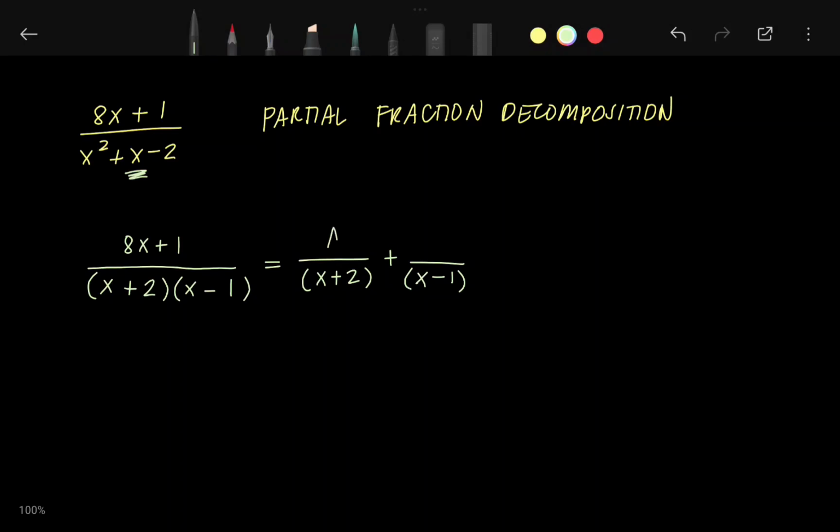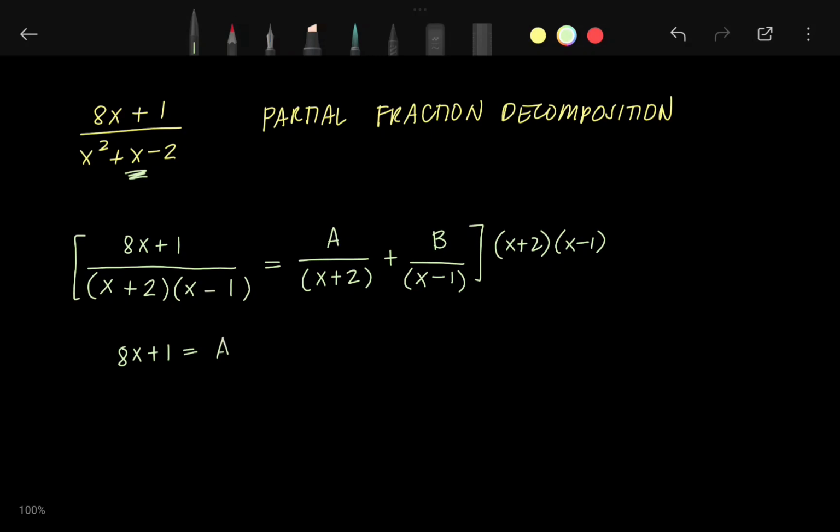So, we are going to just use letters A and B. If there is a third factor, you can use plus C. If there is a fourth, plus D, and so on and so forth. In this case, you only have x plus 2 and x minus 1 as the factors, so we're just using A and B. Next, you need to multiply by the factors themselves, because we want what remains on the left side of the equation to be just 8x plus 1.